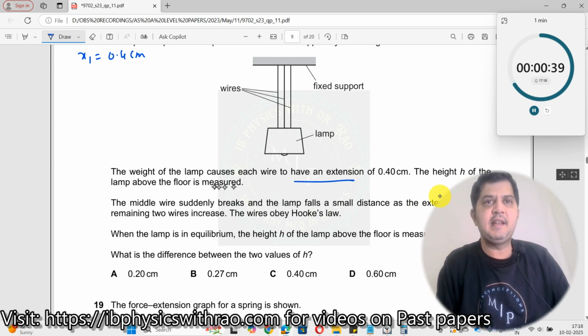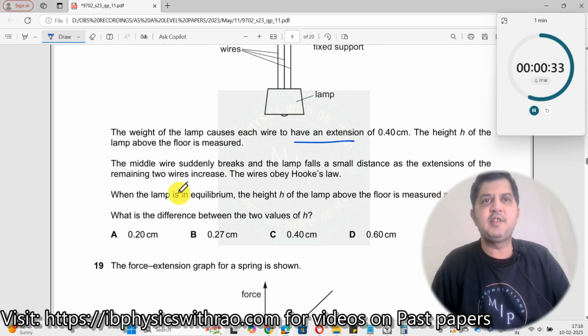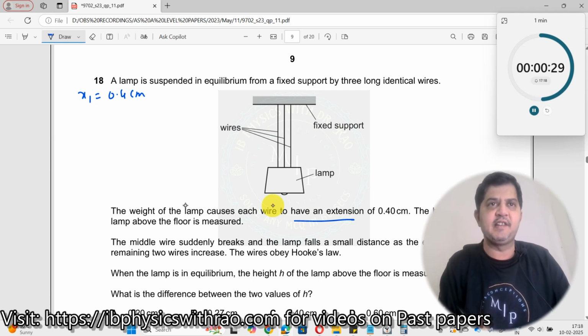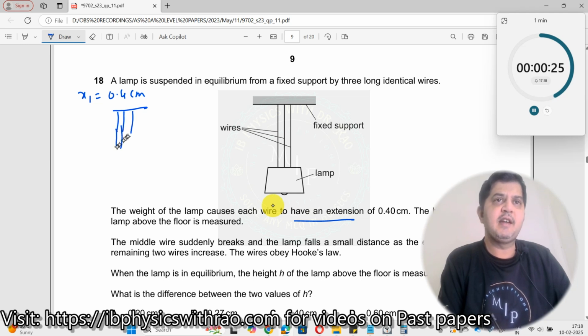The height h of the lamp above the wire is measured. The middle wire suddenly breaks and the lamp falls a small distance as the extensions of the two wires increase. Now what we will do is, let us start solving case by case. First let us take three wires, 1, 2, 3. I have not read the full problem, but anyway let us solve this now.